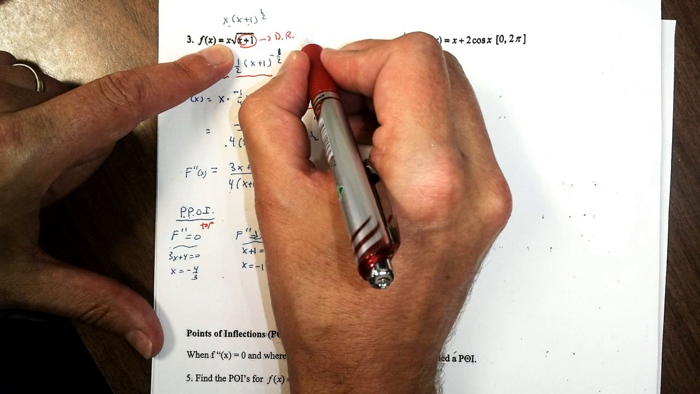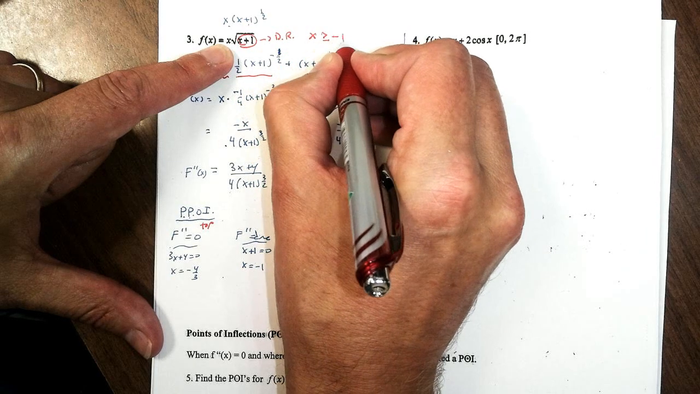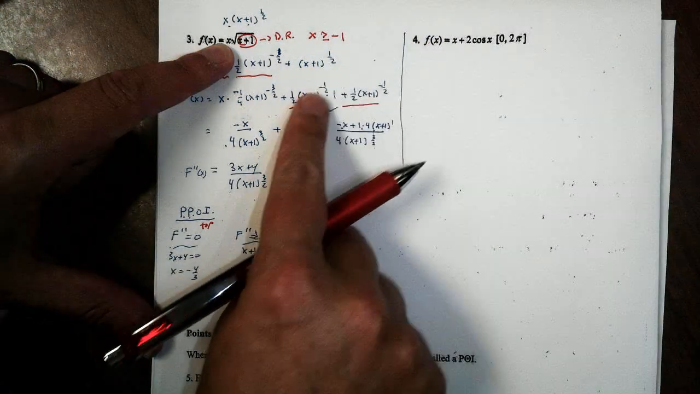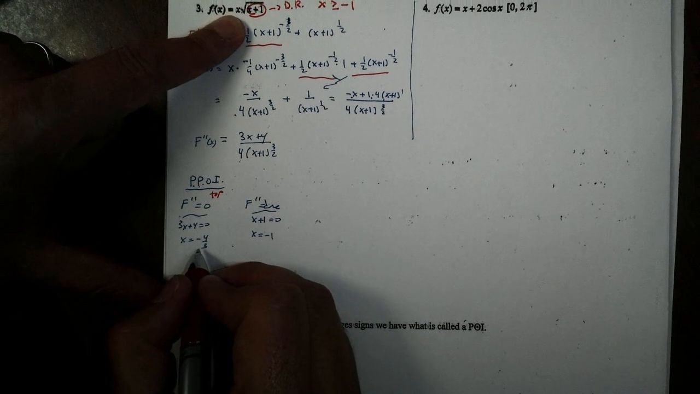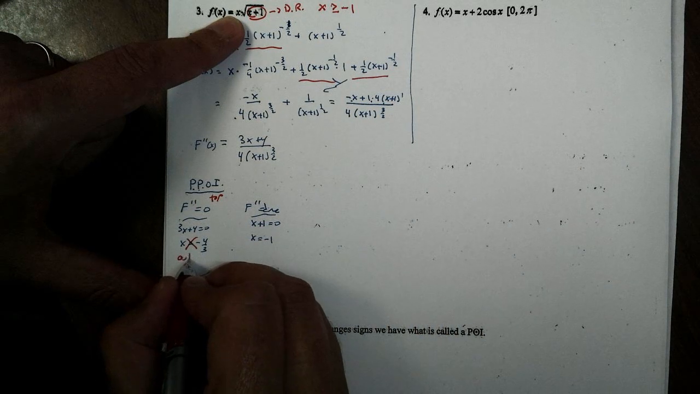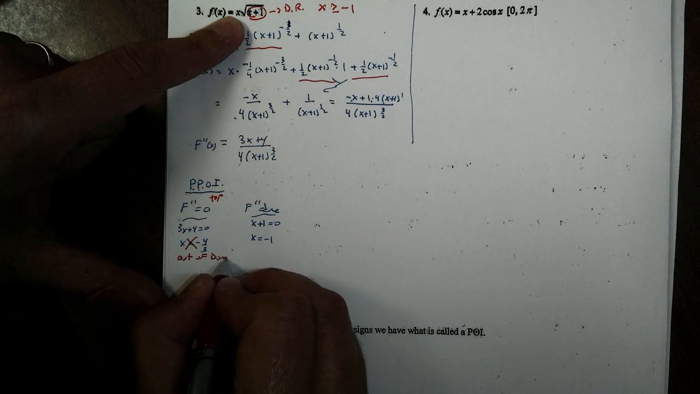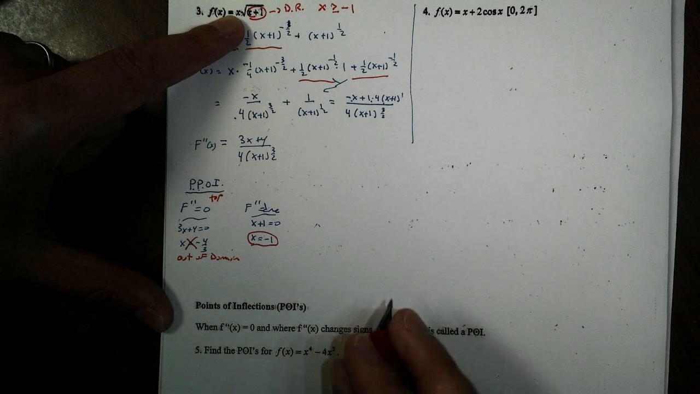Remember all those from pre-cal? This is saying x has to be greater than or equal to negative 1. So when I go down here, this x equals negative 4/3, that's less than negative 1. So we don't have to worry about this one. This is out of the domain. Now, x equals negative 1 will work, so we can include that.